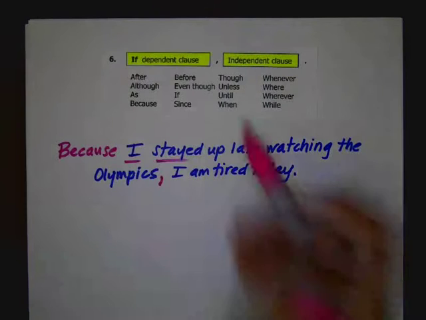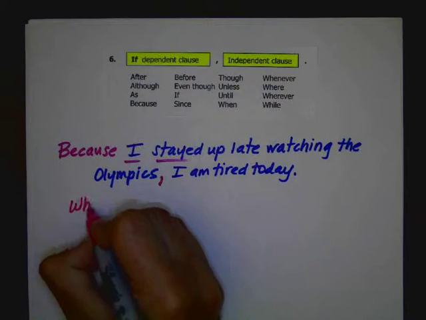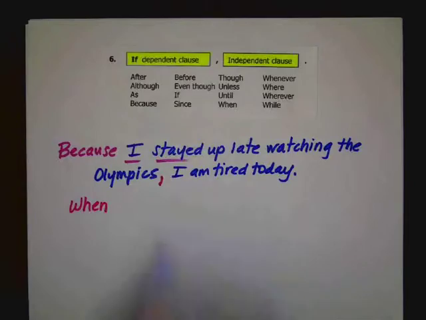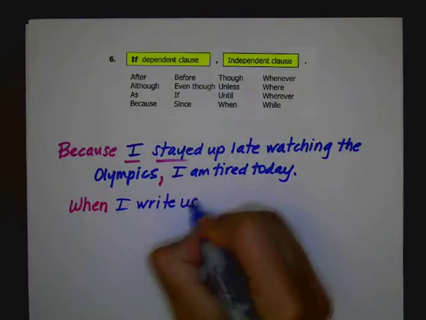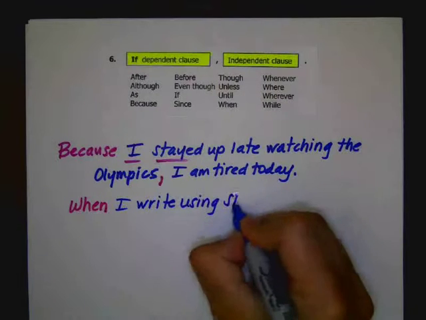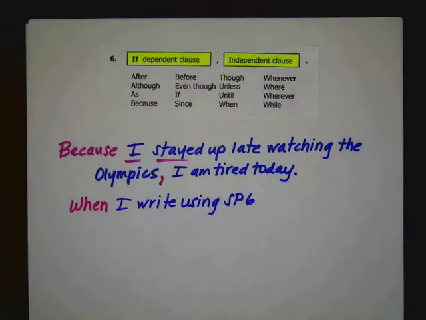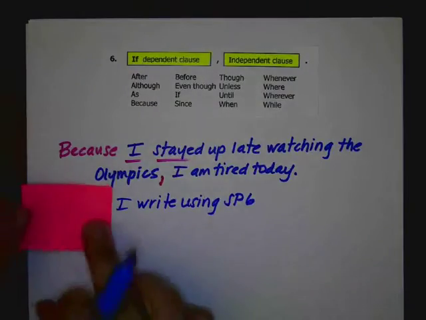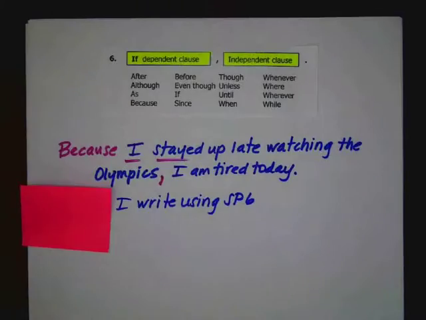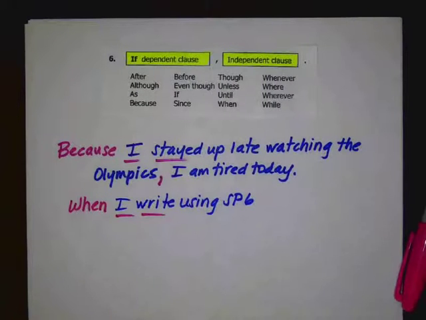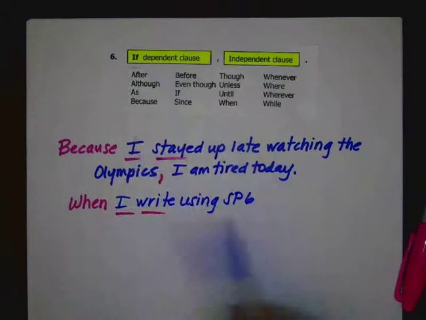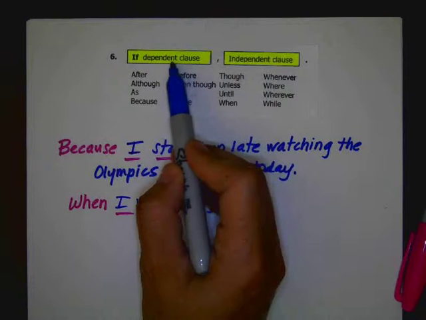Okay, we'll do another example. I'm going to start with the word when. When I write using sentence pattern 6, can this stand on its own? Nope. If I cover up the word when, I write using sentence pattern 6. Is that a clause? Absolutely. You have a subject and a verb. Okay. So when I write using SP6, here is my dependent clause.